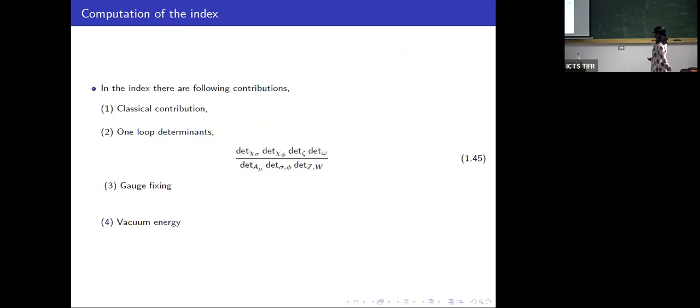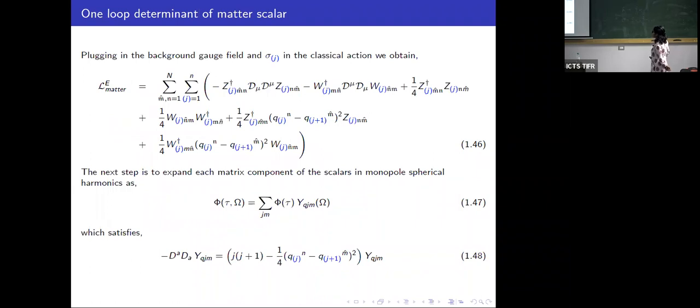Okay, so first let us see how to compute the one loop determinants in the theory. So we start with the matter action, which contains the hypermultiplet scalar fields, which is given in this equation 1.46. And the trick to find the one loop determinant for these hypermultiplet matter fields is to expand the fields using the machinery of scalar monopole harmonics, which is denoted by Y_{q,j,m}.